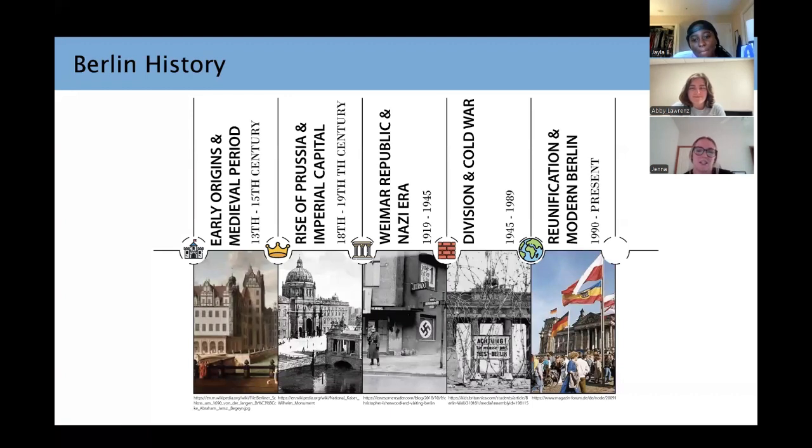So Berlin's history, through our research, we found that there's five separate time frames. There's the early origins and medieval period, the rise of Prussia and imperial capital, Weimar Republic and Nazi era, then the division and Cold War, and the reunification and modern Berlin to end it.